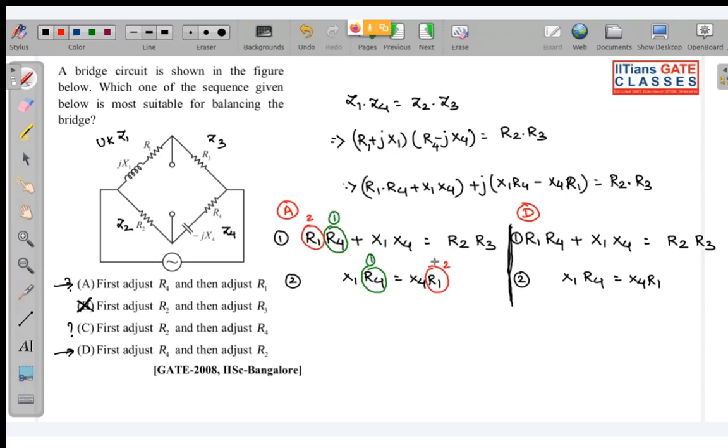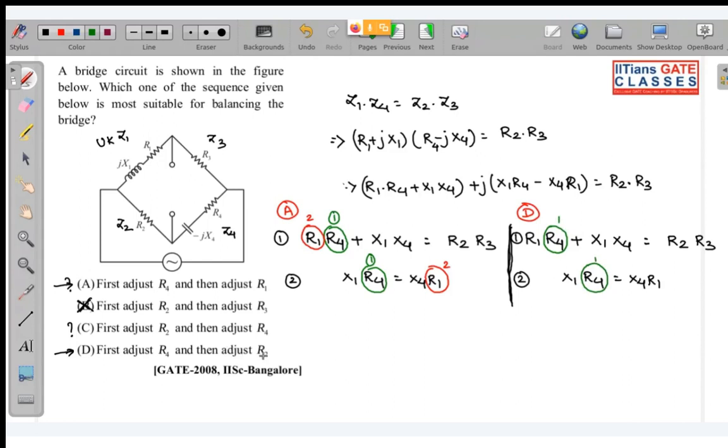But now look at option number D. Option D is telling first adjust R4. So first you need to adjust R4. This will cause both the equations to change. Okay. I will take the bridge near to balance. It will not be exactly balanced. And in the next case, adjust R2.